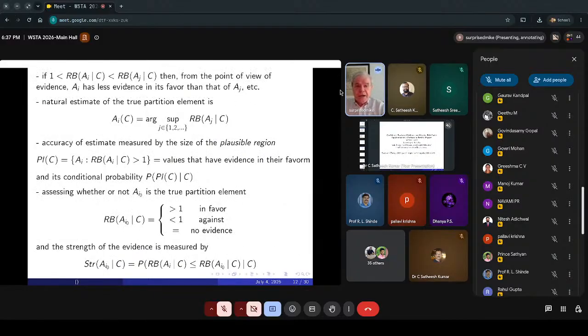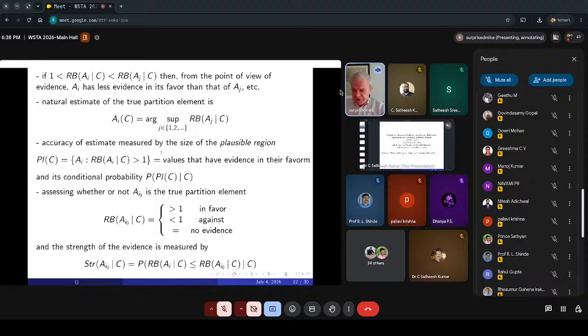And so now I can rank them. If the relative belief ratio for A_i is less than the relative belief ratio for A_j, and they're both bigger than 1, then I can say there's more evidence in favor of A_j than there is for A_i. And similarly, going in the other direction if they're less than 1. That leads me to a natural estimate. I want to estimate which partition element contains the true value of little omega. Well, I'll just take the value that has the most evidence in its favor. That's finding the supremum of the relative belief ratio. I call it A_i of C.